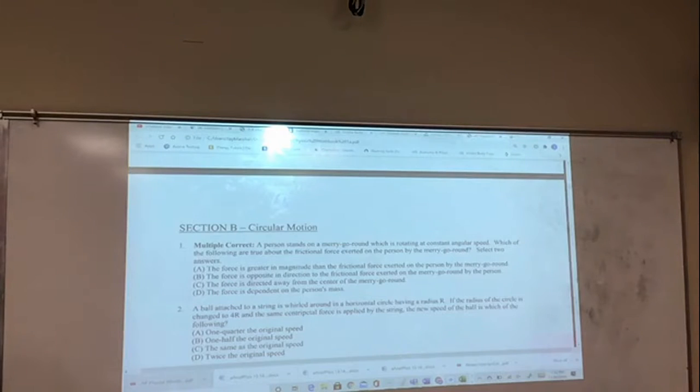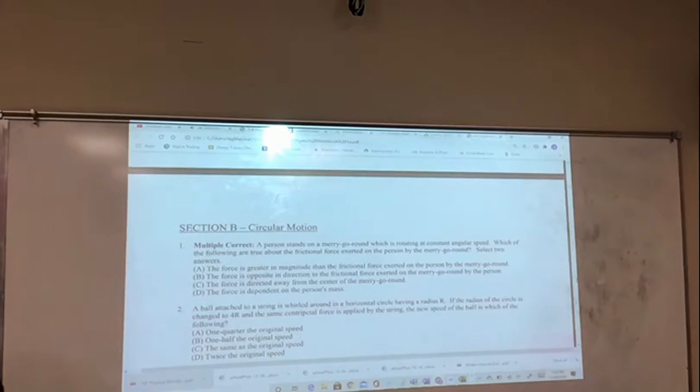Force is opposite in direction to the frictional force exerted on the merry-go-round by the person. That's always going to be the case with action-reaction forces, right? They're going to be in opposite directions. So that's true. The force is directed away from the center of the merry-go-round. That's not true, right? Because it would have to be directed towards the center of the merry-go-round, right?